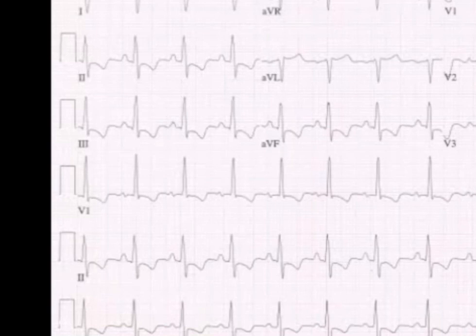So then, what are the conditions in which you get right axis deviation? Sir, RVH, severe RVH, severe pulmonary arterial hypertension. Pulmonary embolism. Right axis deviation can occur in all conditions where there is right ventricular hypertrophy. Tetralogy of Fallot. No, that's all RVH.